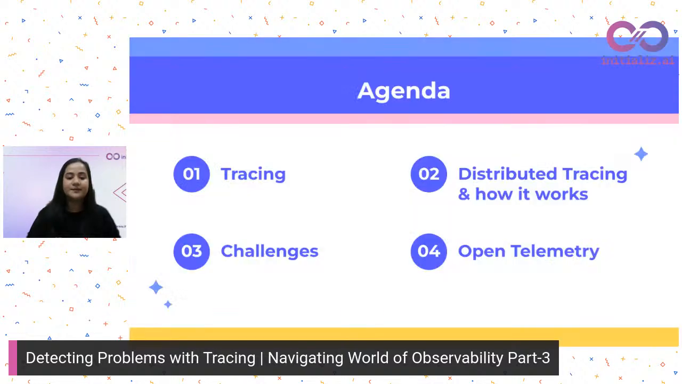Now, let's get started. Going over to the agenda, we will talk about tracing and its types. Then we'll talk about distributed tracing and how it works, and the challenges faced when we are implementing tracing from an active perspective. And then we'll talk about a very powerful tool or framework that is OpenTelemetry. So let's get started.